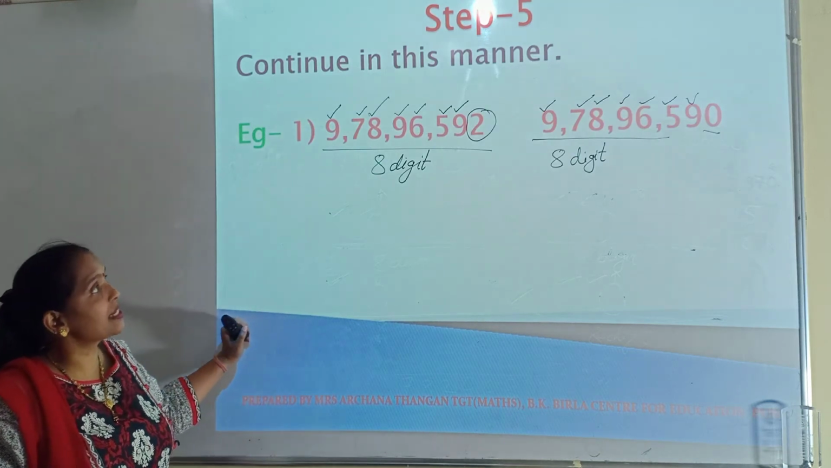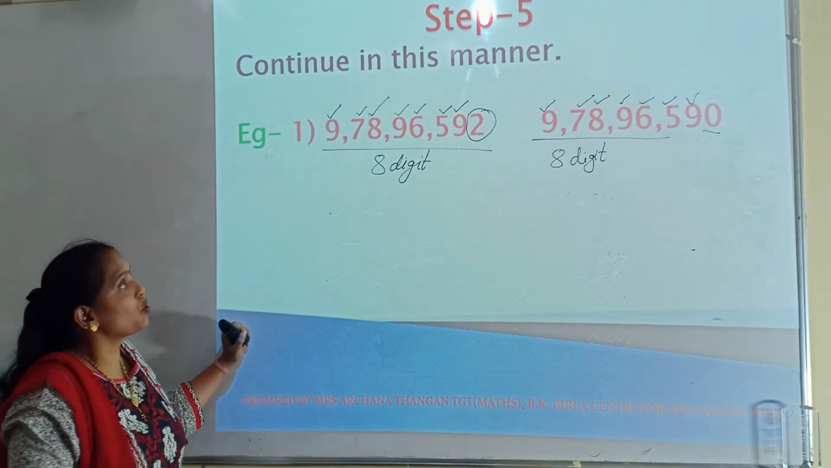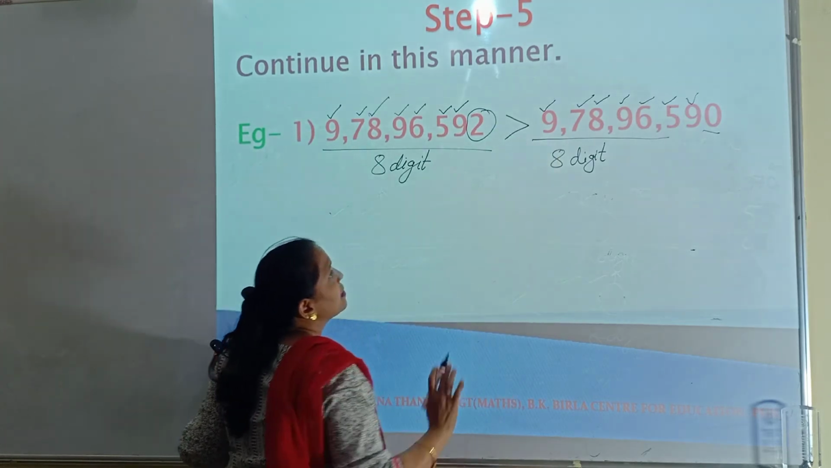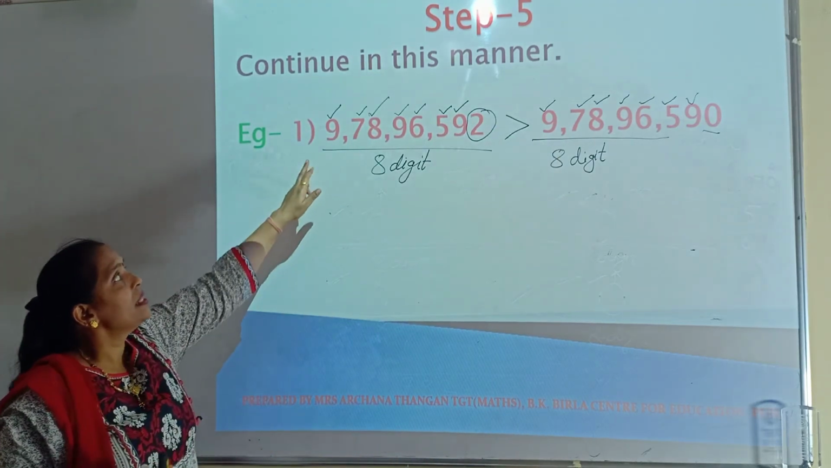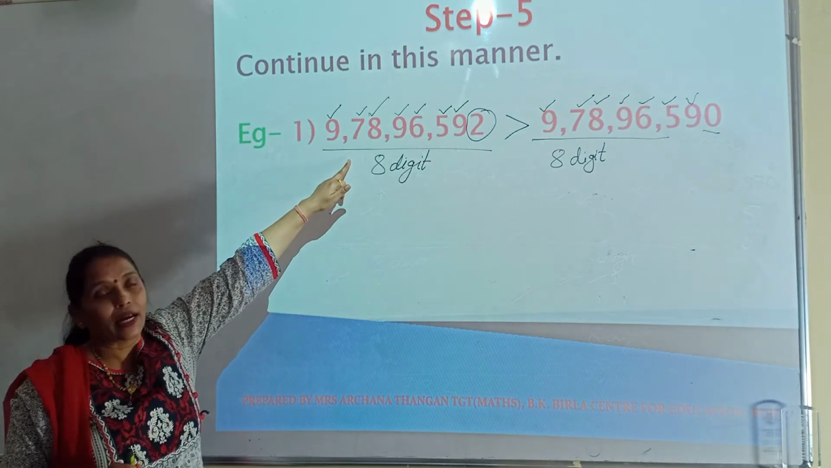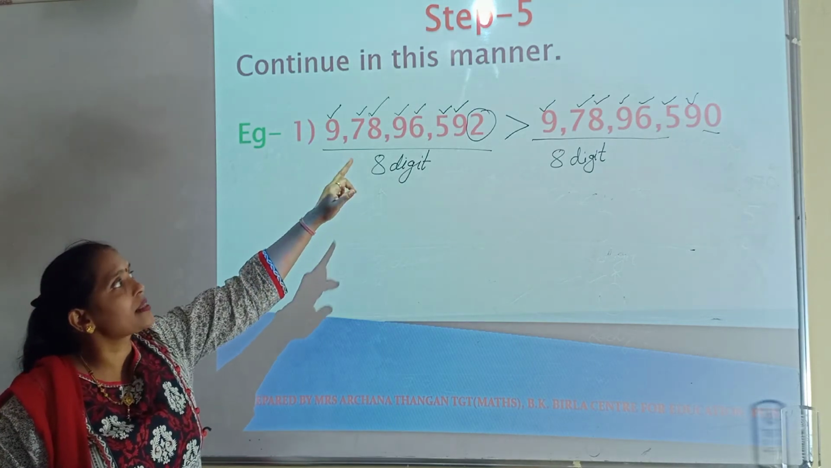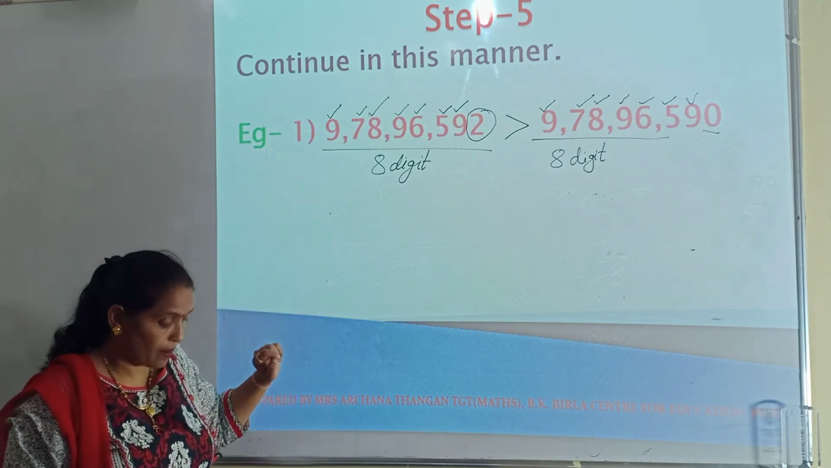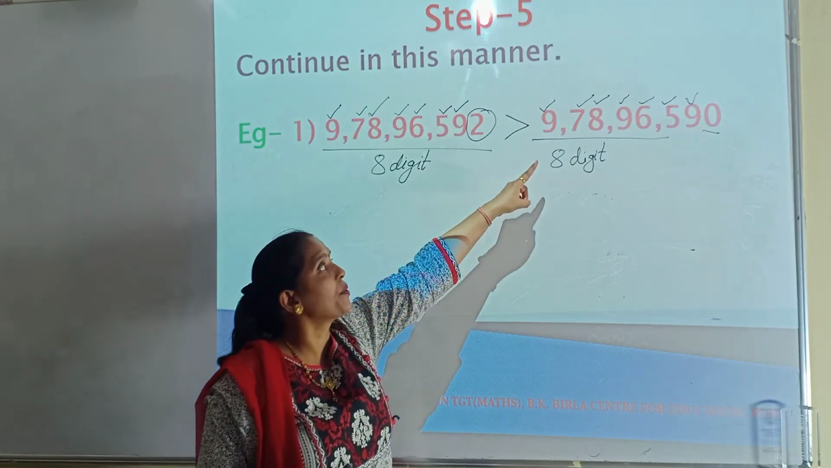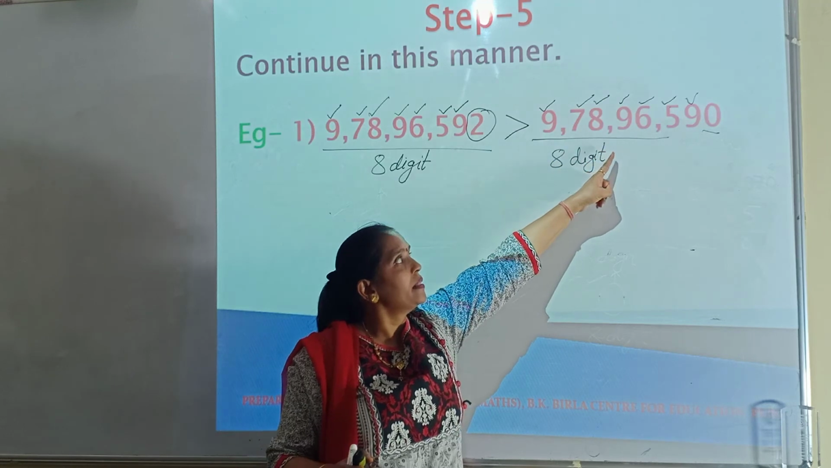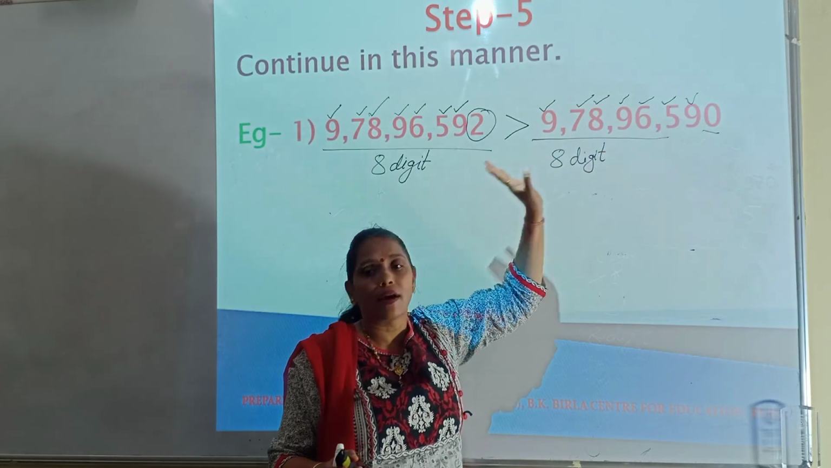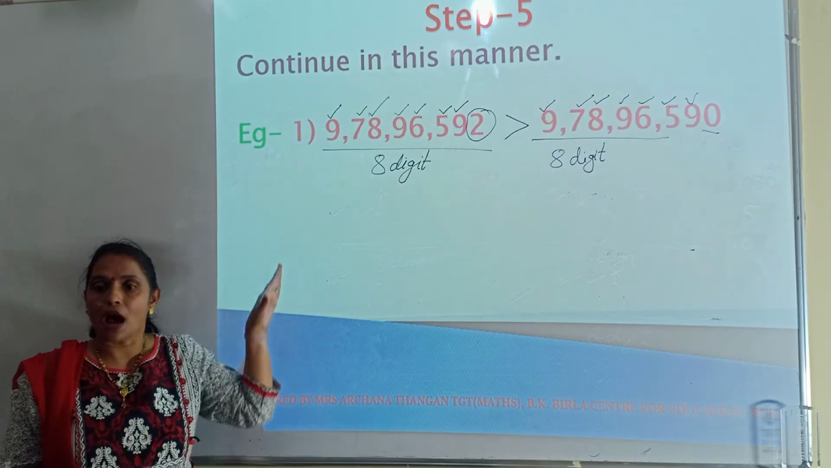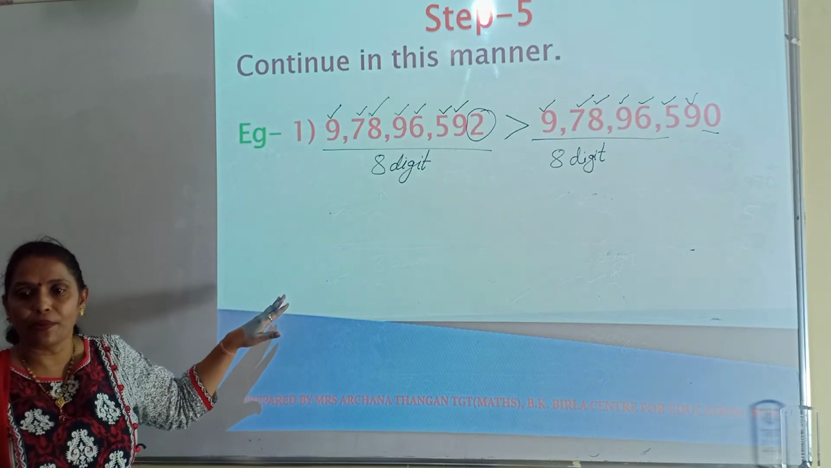So which digit is greater? 2 is greater. So this number is greater than that number. So 9 crore 78 lakhs 96,592 is greater than 9 crore 78 lakhs 96,590. Hope you understood how to compare large numbers.